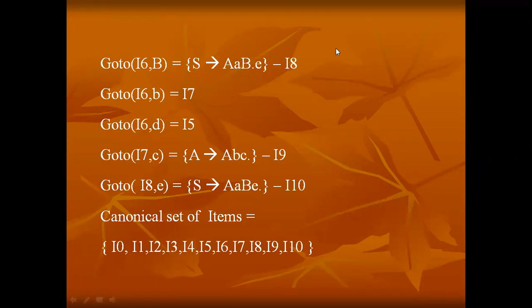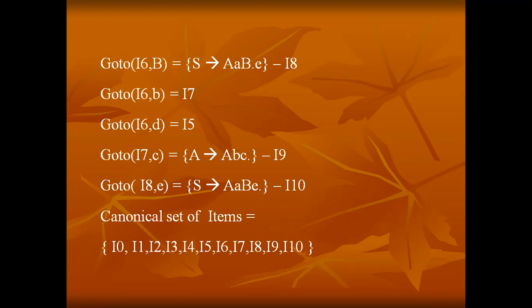And next, checking in I8. Here after dot we are having E. So you need to perform the goto function for I8 comma E, right? Before processing it is S tends to AAB dot E, and after processing it becomes S tends to AABE dot. Again this is also a new production rule, and I give the new item number I10, right? With this, I processed all the new items, so no more new items are there. So I stopped the construction of the goto function.